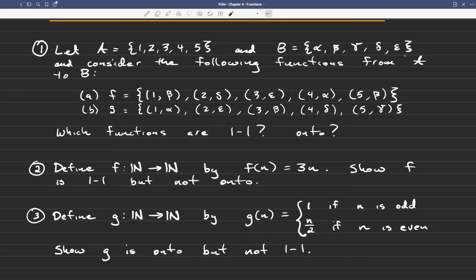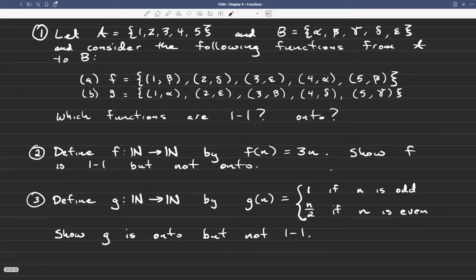In the second problem, I've got a function defined from the natural numbers to the natural numbers. Now it's important to pay attention here that the domain is the natural numbers and the codomain is the natural numbers. And it has a pretty simple formula. f of n is equal to 3n. So I want you to show that this function f is one-to-one, but it's not onto.